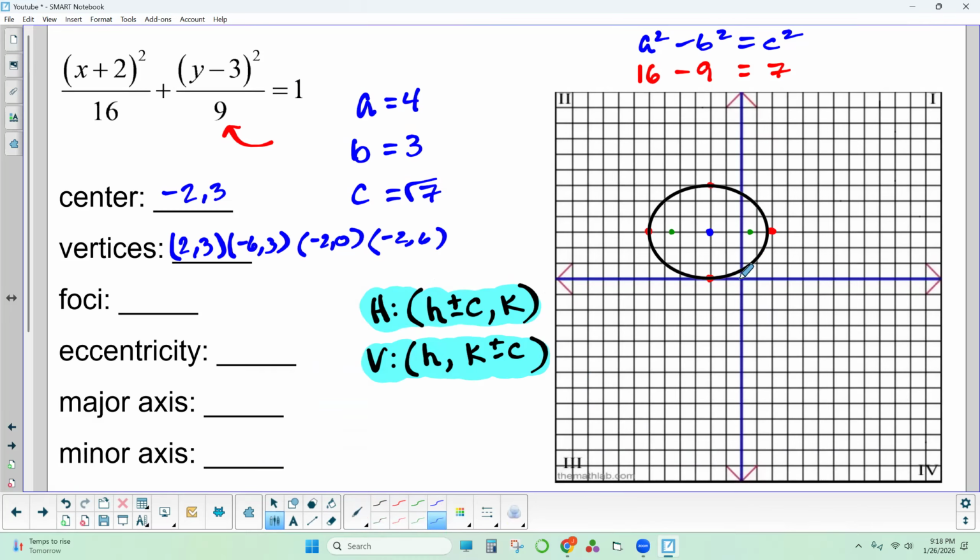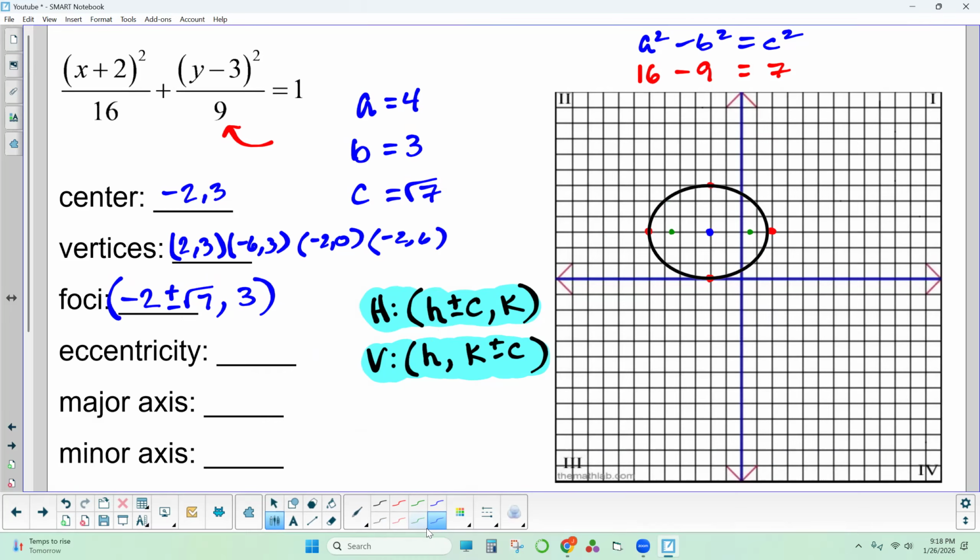Okay, so let's do that. So to get to the center, I must go left 2. So I'm going to write left 2. And then plus or minus root 7, comma, up 3. And if you will notice, we've got a horizontal ellipse, and these foci, these coordinates here, are h plus or minus c, comma, k. Okay?